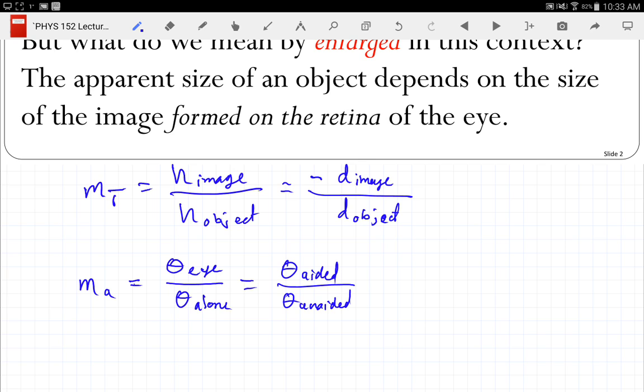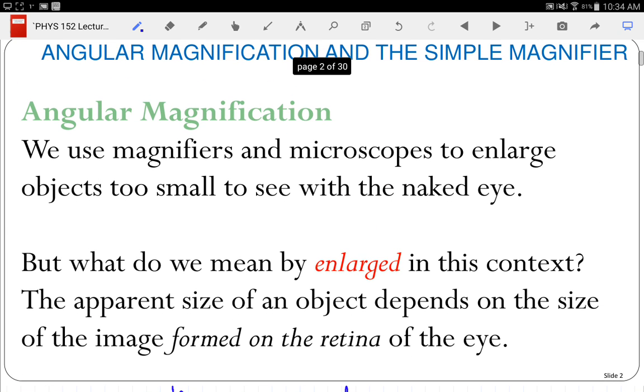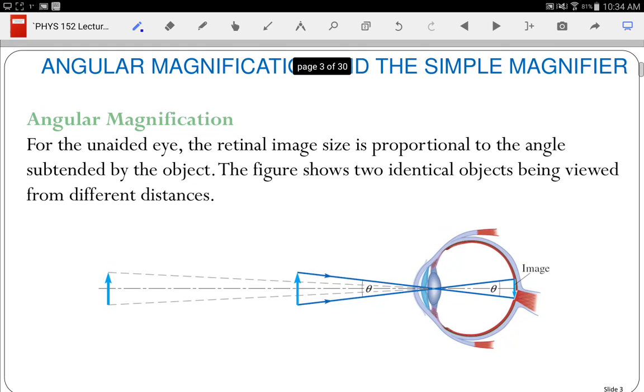So there are two different types of magnification. It's important that you have in your head that these are different types of magnification. They both are magnifications, but one's talking about the angle, one's talking about the height. So let's look at how these things play.